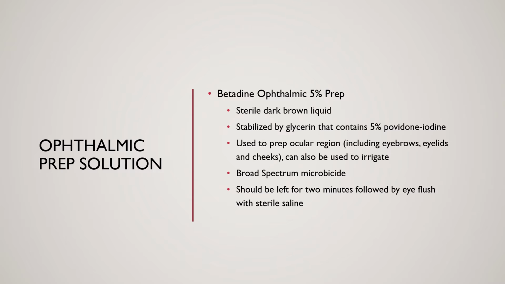Okay, let's move on to some ophthalmic prep solutions. First up, we have Betadine ophthalmic. This is a 5% prep. It's a sterile dark brown liquid. It's stabilized by glycerin and contains 5% povidone iodine. It's used to prep the ocular region up to and including eyebrows, eyelids, and cheeks, and it can also be used to irrigate. It is a broad spectrum microbicide, and it should be left for 2 minutes after we've prepped, followed by an eye flush with sterile saline.